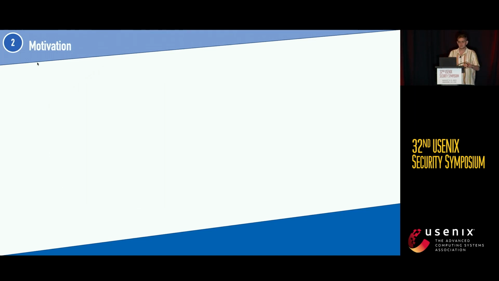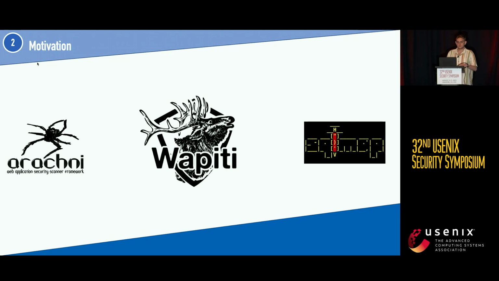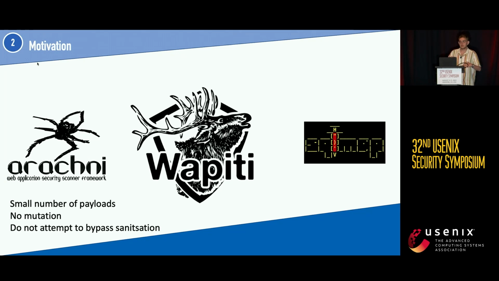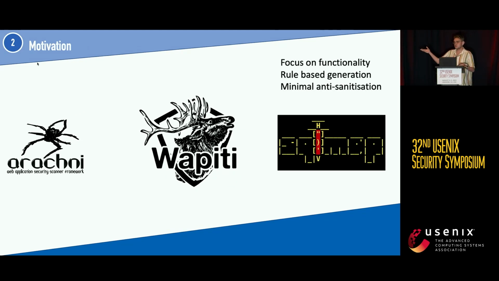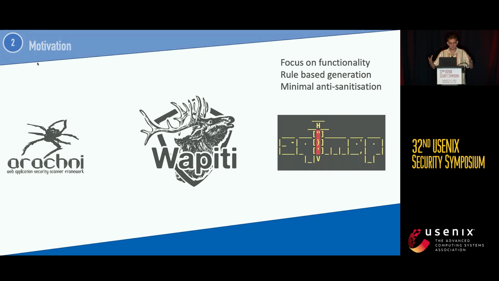So what do existing tools do? Tools like Arachni and Wapiti tend to use a smaller number of payloads in a payload list, offering very little or no mutation strategy, and they don't really attempt to bypass any sanitization. The gold standard for this is SQLmap, which, if you're familiar with SQL injection, you will have used. But it predominantly focuses on functionality, offering a pretty good rule-based strategy for generating payloads, but minimal anti-sanitization, generally looking at PHP. So this is where we come in.